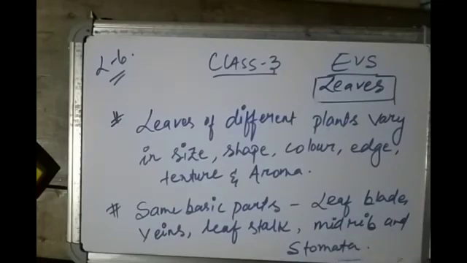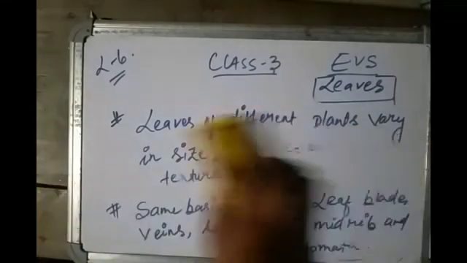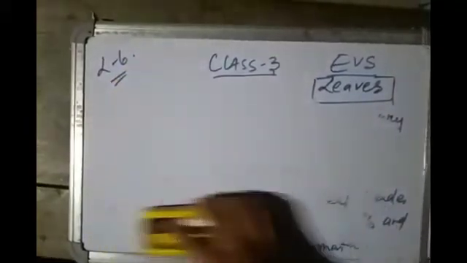So leaves of different plants vary in size, shape, color, age, texture, and aroma. The basic parts are leaf blade, veins, leaf stalk, midrib, and stomata. So in spite of the diversity, all leaves have the same basic parts. So this is the summary of today's lecture.